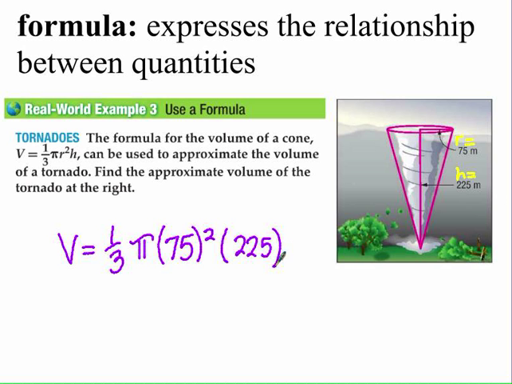So the order of operations states that you are going to do the squared first. Okay, the 75 squared. Now when you square 75, what do you get? 5,625. So now I'm going to work left to right. So there are 2 ways that we can do this problem. We can either get a decimal approximation by taking 1/3 times pi times 5,625 times 225.